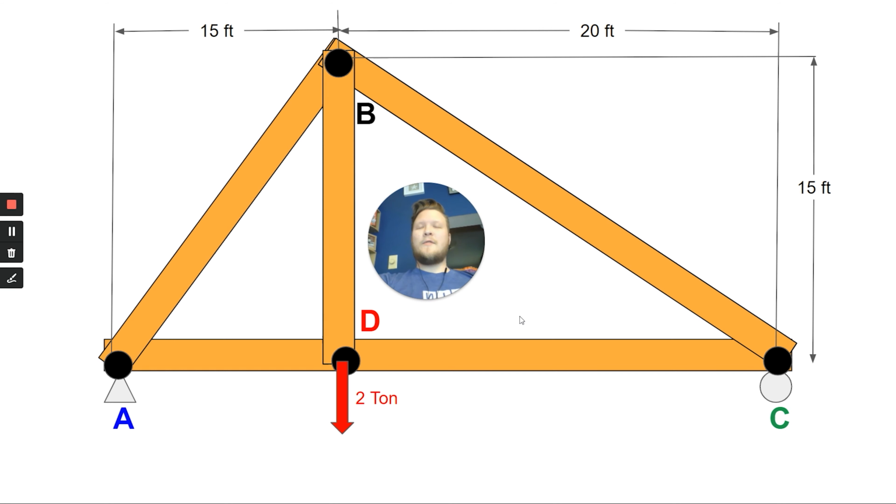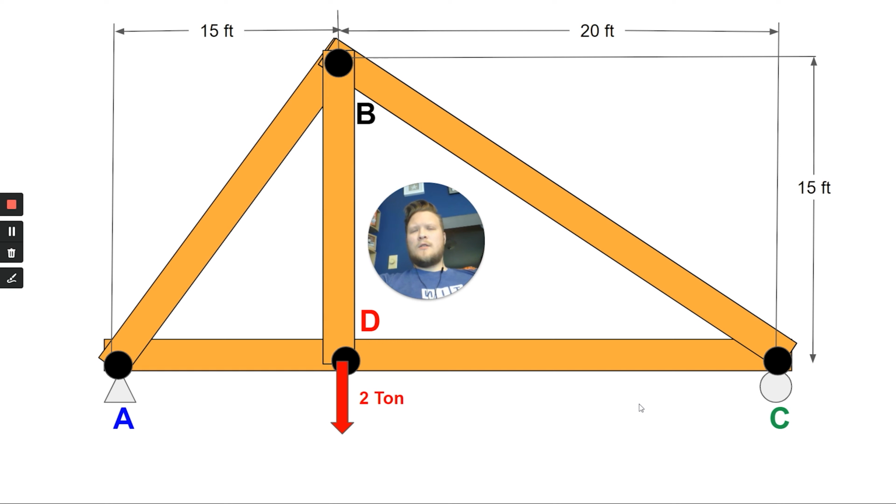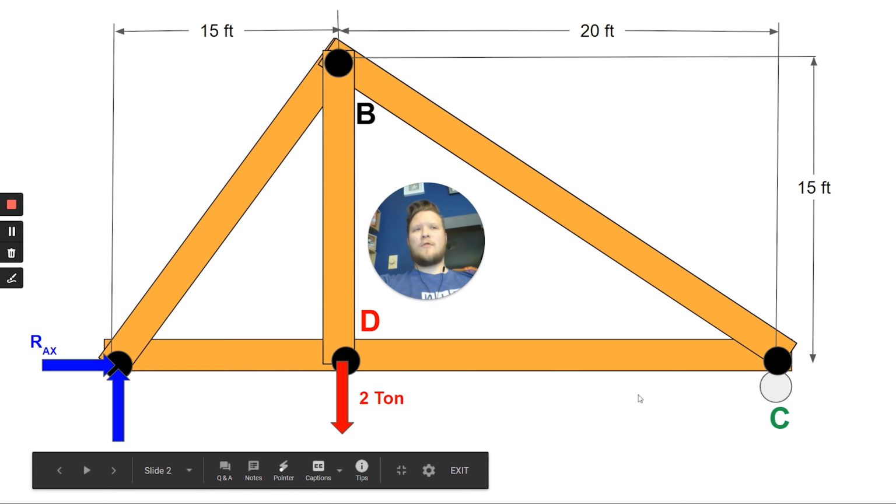So just like we've been doing with those simple beams, we have to start by making this a free body diagram because we have a roller and we have a pin. So we replace our pin with our two reactionary forces, RAX and RAY. We replace our roller with one reactionary force, RCY.